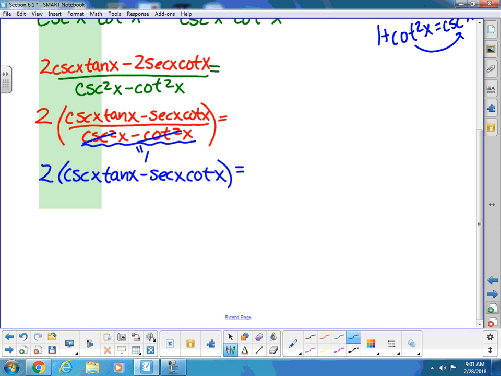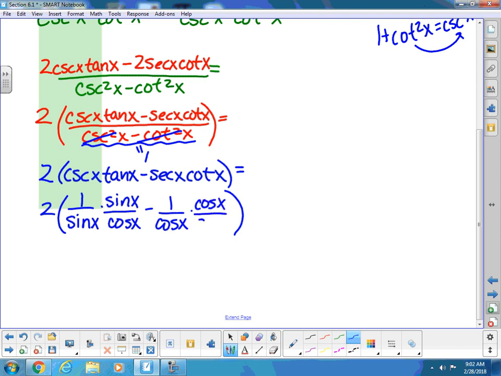All right, let's do our sines and cosines now. 2 times, cosecant is 1 over sine, and tangent is sine over cosine. Minus secant is 1 over cosine times cotangent, which is cosine over sine. So if I multiply these together, the first fraction, I'm going to have a sine and a sine. I'm going to be left with 1 over cosine. Second one, I'm going to have a cosine on the top, cosine on the bottom. They cancel. 1 over sine.